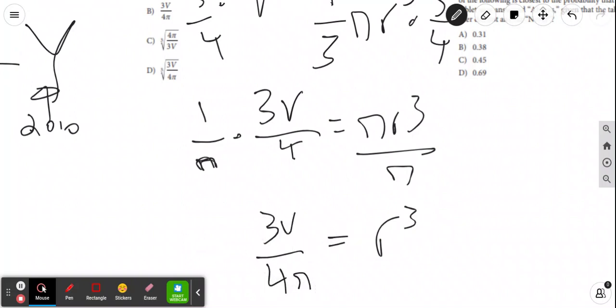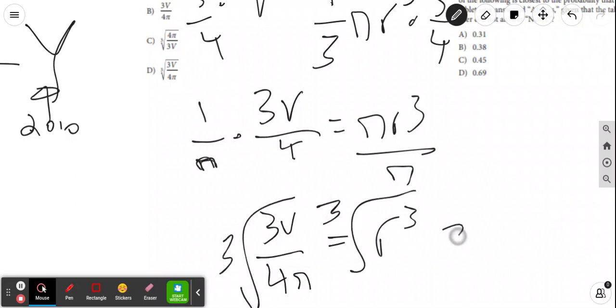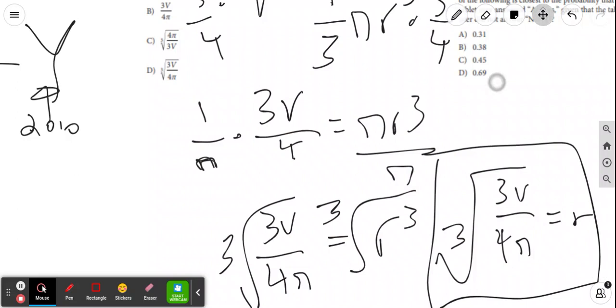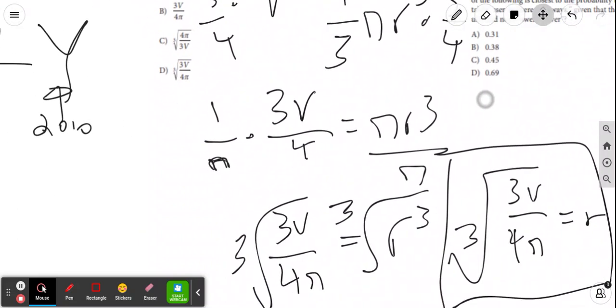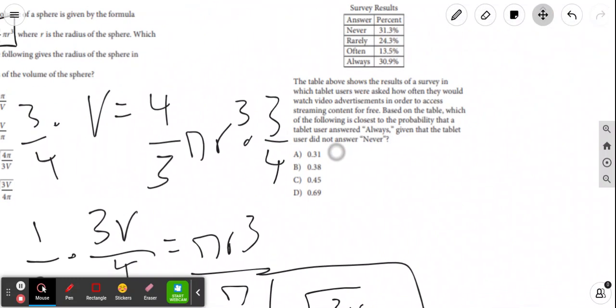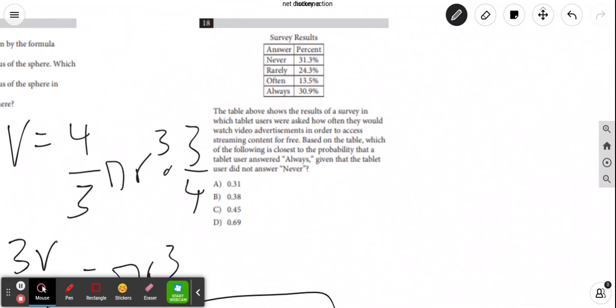And now you have to isolate r. So you take the third root of both sides, so you get the cube root of 3V over 4 pi equals r. There's your answer. Not too hard if you know what you're doing, and no calculator on this. Technically on the TI Inspire, you can have it do this for you, but I do this myself. Let's go on to 18.